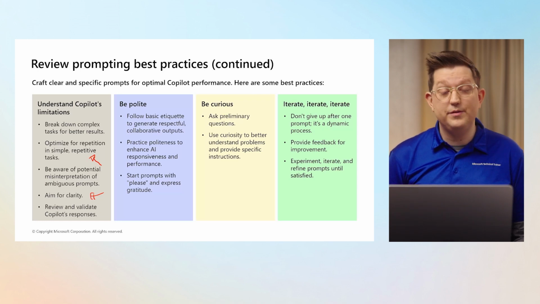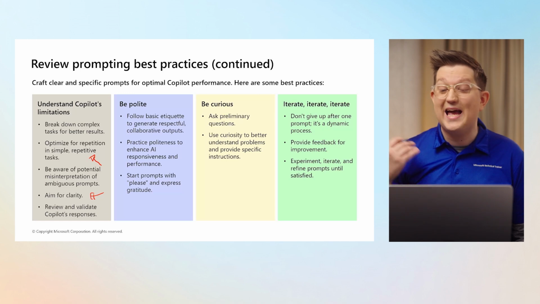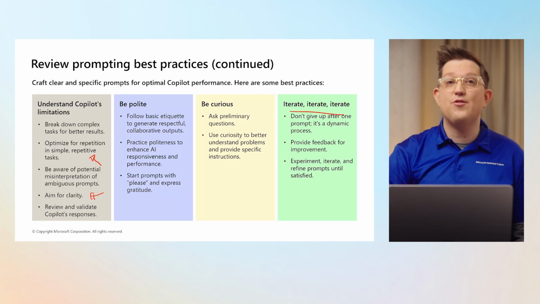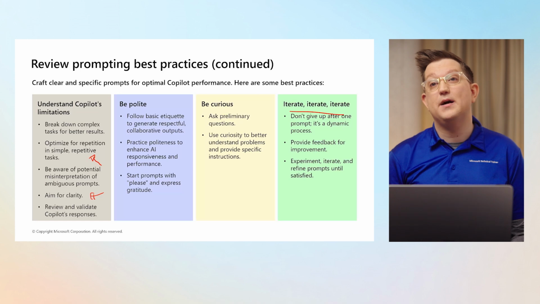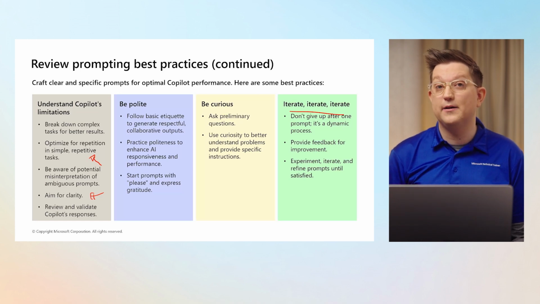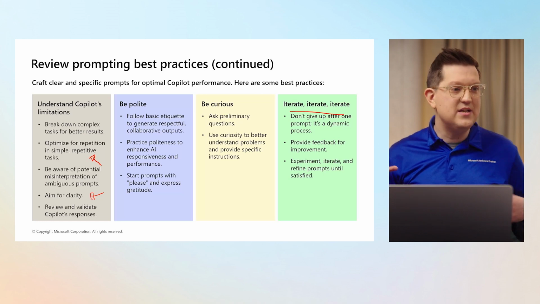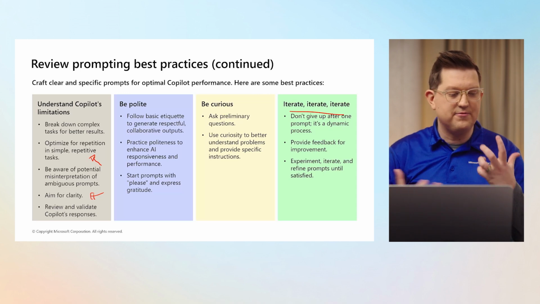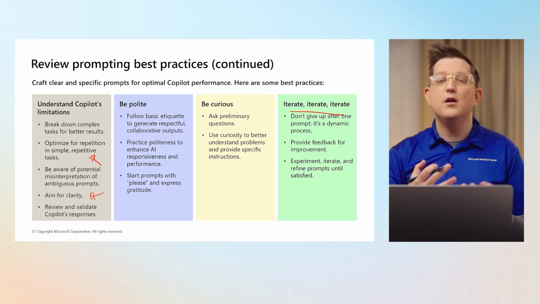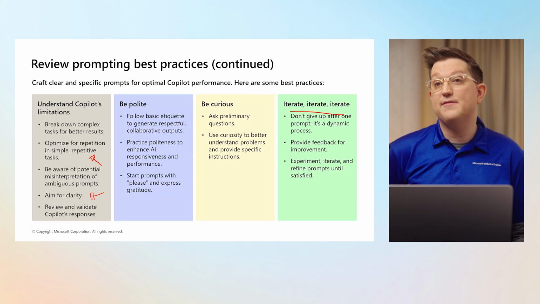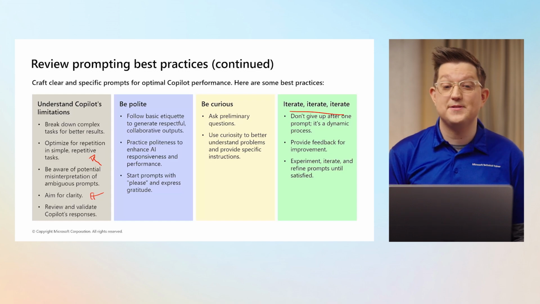Be clear. Say please, be polite, be curious, ask preliminary questions, and iterate. Iterate, iterate, iterate. This is the most important part of getting good at using Copilot. So provide feedback to it. Say, that's not what I was expecting. I want it more like this. Give it samples. Give different pieces of information. Do what you can to try and find the right sort of response.